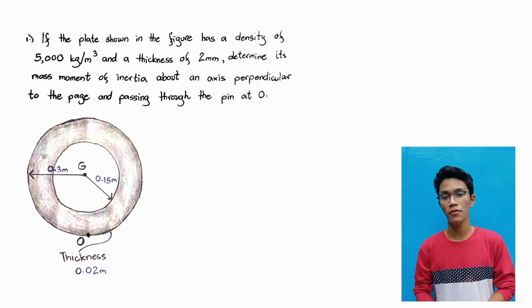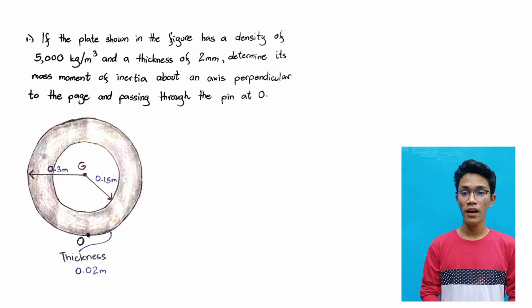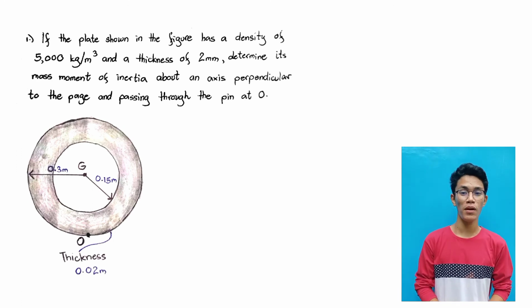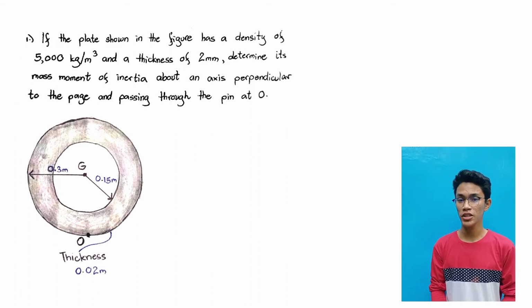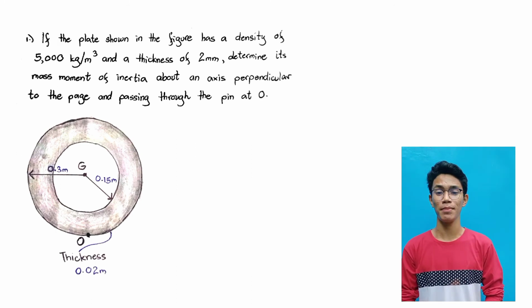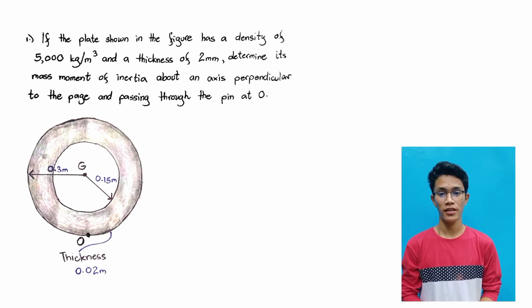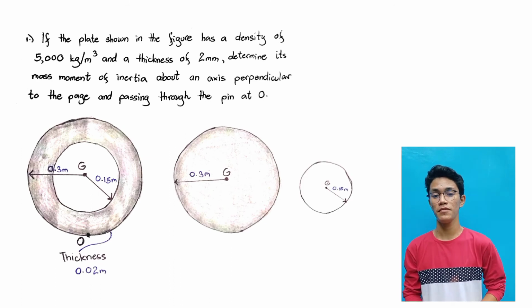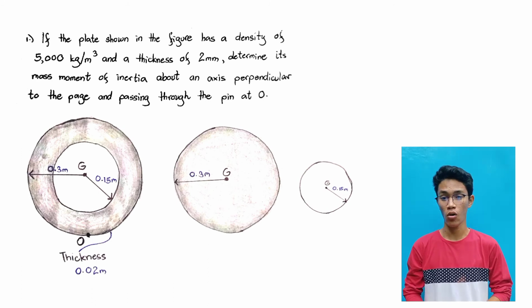For our last problem, let us solve for the mass moment of inertia. If the plate shown in the figure has a density of 5,000 kg per cubic meter and a thickness of 20 mm, determine its mass moment of inertia about an axis perpendicular to the page and passing through the pin at point O. The plate consists of two composite parts, the 0.3 meter radius disc and the 0.15 meter radius disc, which is considered as the hole.